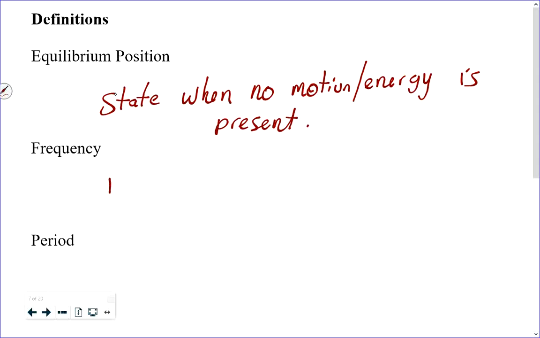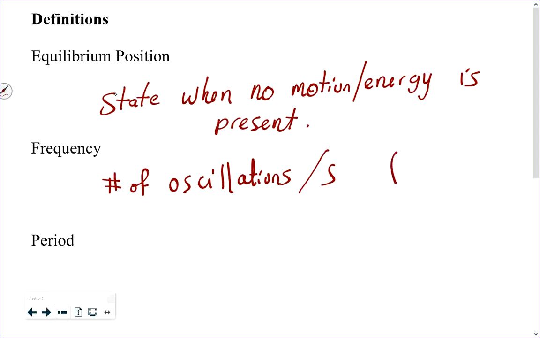Frequency, well, number of oscillations per second. When we talked about frequency of circular motion, we said frequency was the number of revolutions per second. Well, simple harmonic motion is kind of any type of motion that's repetitive. So it includes circular motion, it includes pendula, it includes masses bobbing around on springs, it includes corks in water on a water wave, and this is measured in hertz.